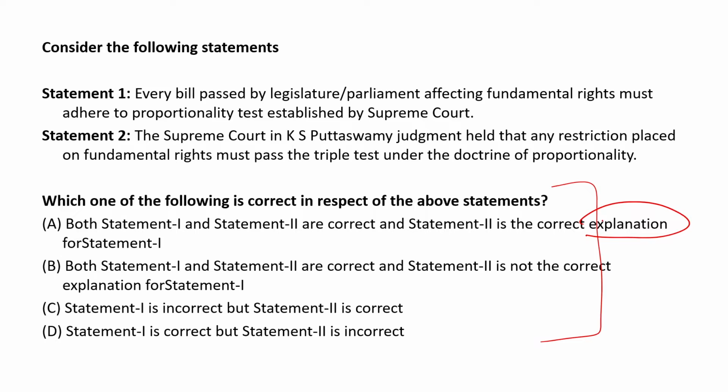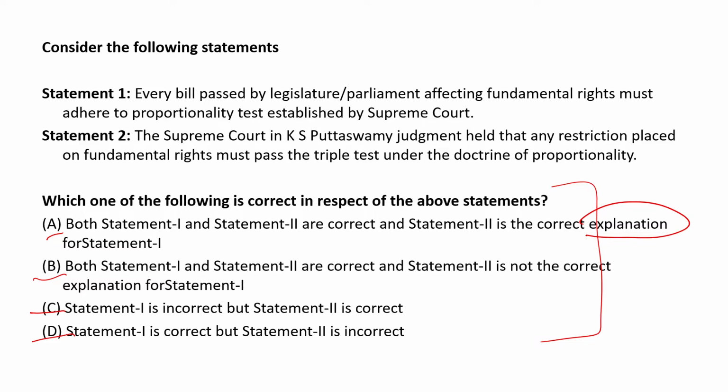So if both the statements are correct and statement 2 correctly explains the statement 1, then option A. If both are correct but the second is not the correct explanation for the first, then B. If 1 is incorrect and 2 is correct, then C. And if 1 is correct and 2 is incorrect, then D.